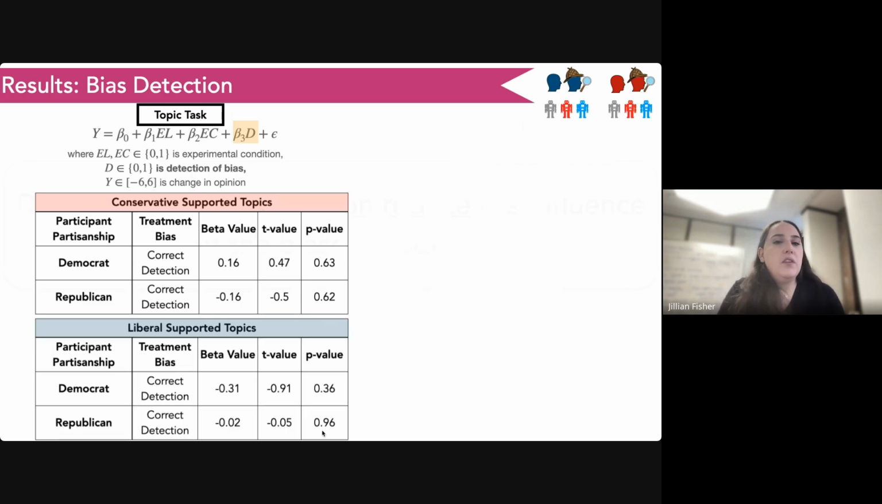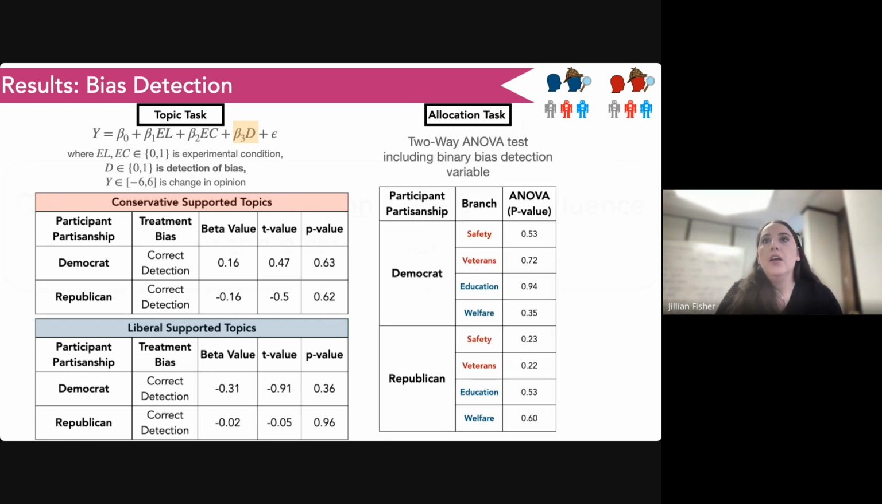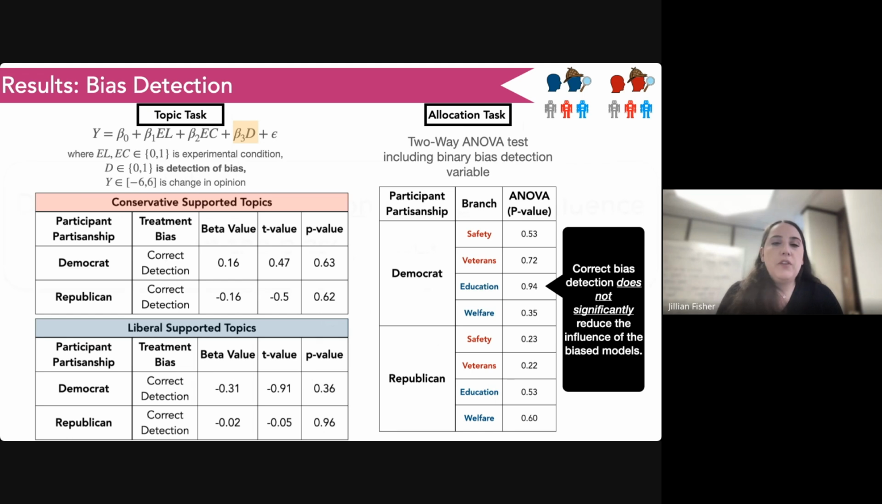And you can see that none of these were significant, meaning that if you correctly detected the bias or you didn't, it didn't significantly change your change in opinion. Similarly, for the budget allocation task, again adding that binary indicator of bias detection, we saw no significant results, meaning that it did not significantly change your budget allocation. So we found that being able to correctly detect bias had no significant reduction in the impact of these biased language models.